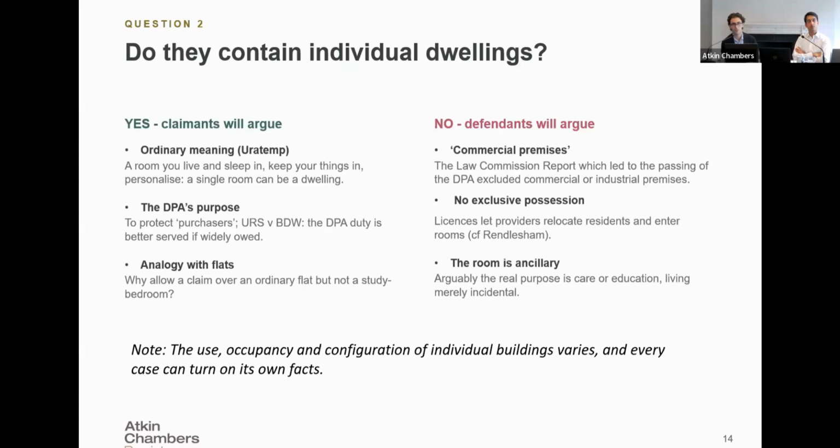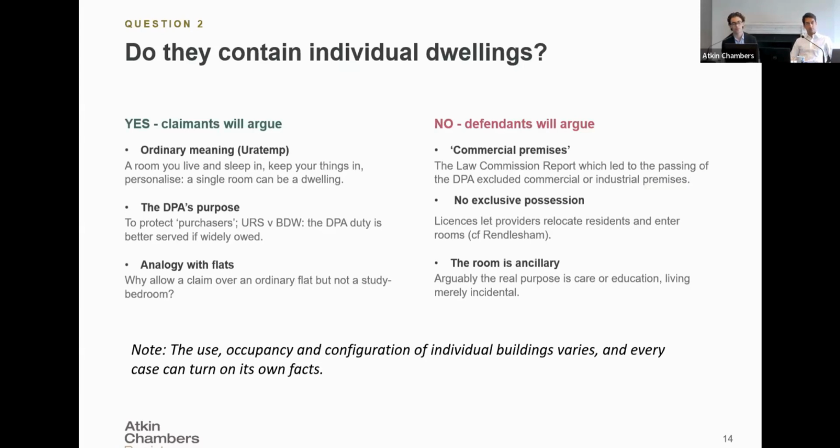The argument will be it's not that complicated, and it's consistent with the DPA's purpose that those kinds of buildings are afforded additional protections, that they're fit for habitation. And there's a potential analogy with flats in Rendlesham.